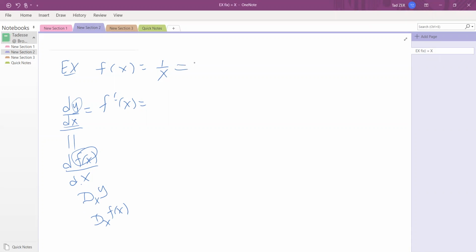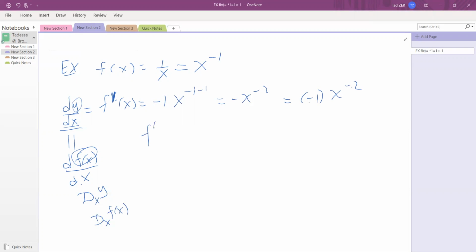So what exactly is 1 over x? If you rewrite it using the law of exponents, it's x to the power of -1. If I use the power rule, it will be -1 times x to the power of -2. So the first derivative is -1 times x to the power of -2.